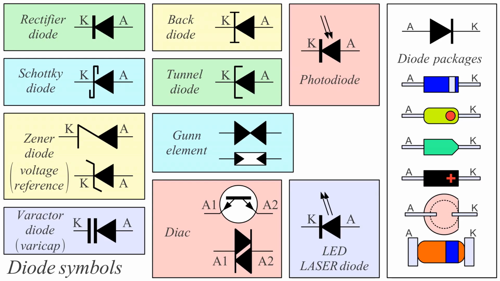So let's look now at the diode symbol and diode packages. We always refer to the N-doped side as the cathode of the diode, and the p-doped side or metal as the anode. Depending on the application of the diode, these diodes are not necessarily different. Say a rectifier diode may also act as a Zener diode, may also act as a varactor diode.